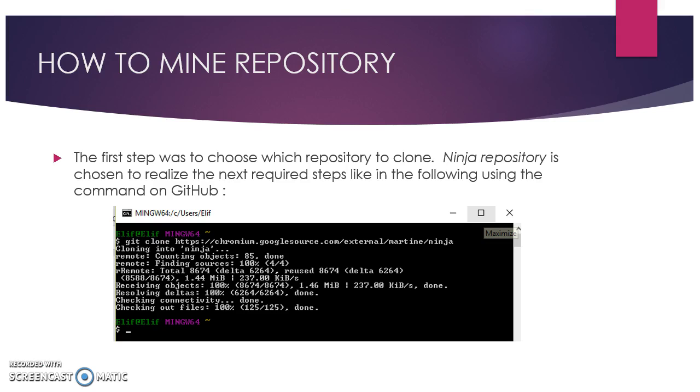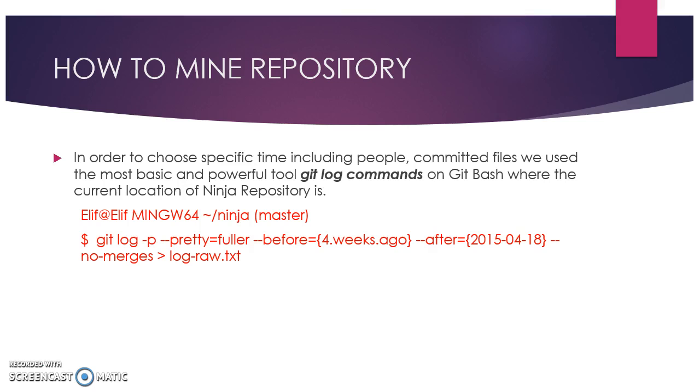First of all, we chose the Ninja repository in the Chrome project, and we also chose the specific time period that you asked for in the project document file. As you see here, we chose the Ninja repository and used Git Bash to extract the Ninja folder. Git clone is for extracting all necessary files, and we used git log commands.